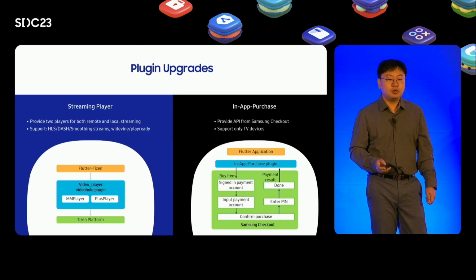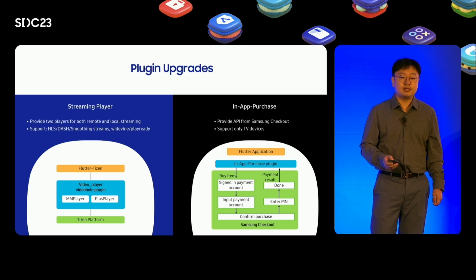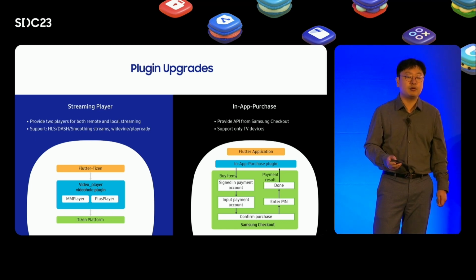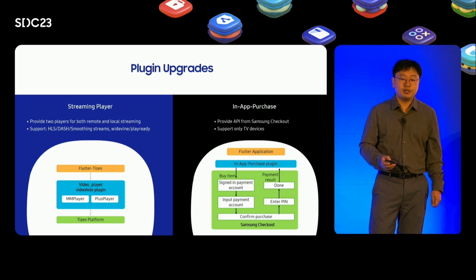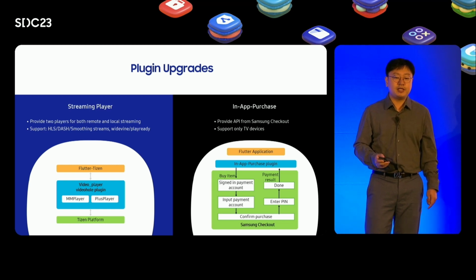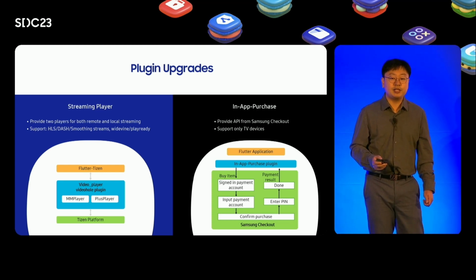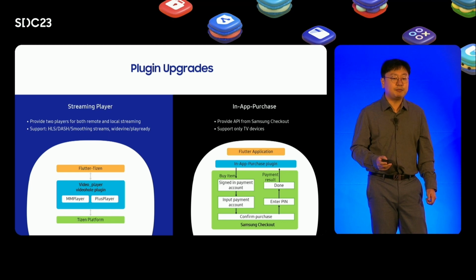This year, we upgraded some plugins as well. First, we officially support stream players that support DRM content, which allowed third-party developers to create their own players. And additionally, one of 2 native players in the platform can be selected and used to support more features. And we implemented the in-app purchase plugin. Using this, developers can utilize the API to implement a billing system within their own app on TV.